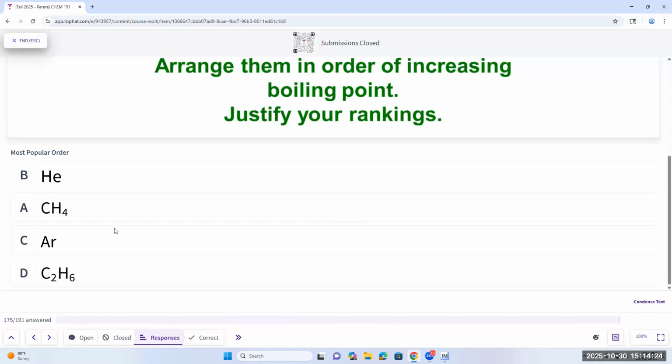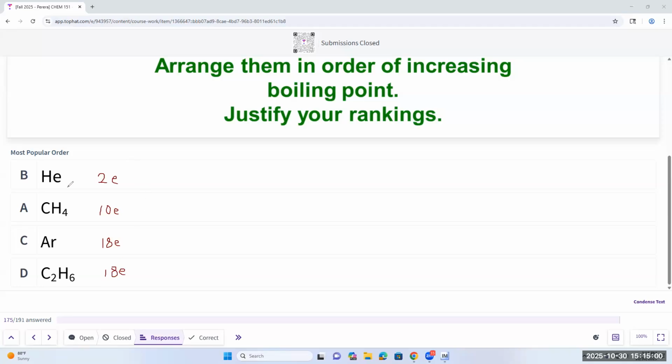All right. And here's the most popular answer, and that is the correct answer as well. Let me tell you why. Let's count electrons. Helium's atomic number is 2, therefore it has 2 electrons. CH4 has 10 electrons. Carbon is 6, hydrogen is 1, so 4 times 1 plus 6 is 10. Argon is atomic number 18, therefore 18 electrons. And then C2H6: from carbon, we get 12 electrons from 6 each, and then 6 electrons from the hydrogen. So 12 plus 6 is 18 again.